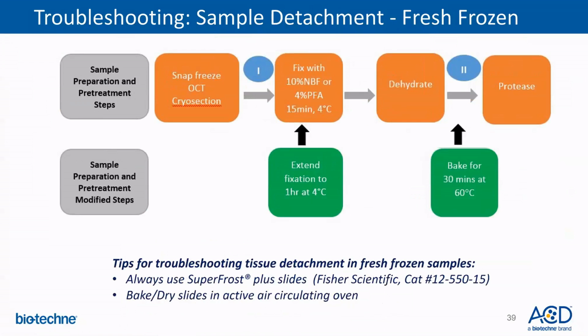For fresh frozen samples, if you're seeing sample detachment, we recommend that you extend the fixation time to 1 hour to 1 hour 30 minutes at 4C instead of 15 minutes at 4C. Additionally, you can try a baking step for 30 minutes at 60 degrees Celsius after you dehydrate your sections.